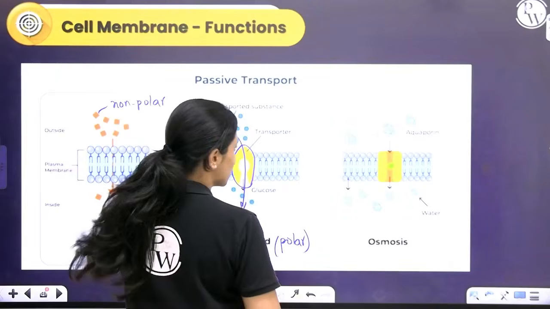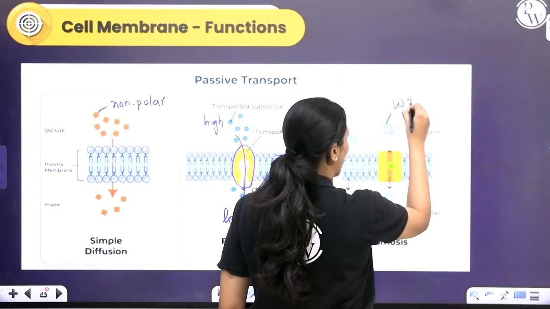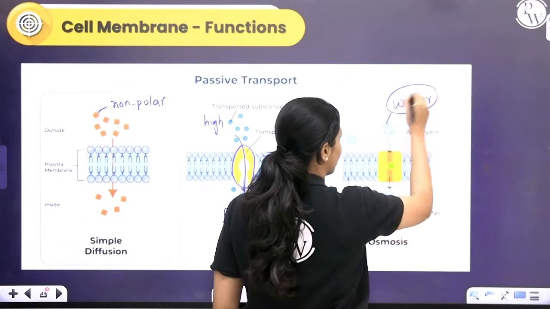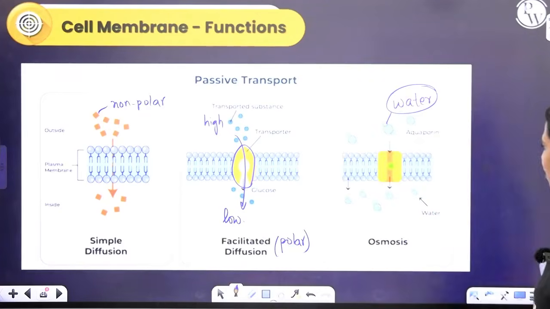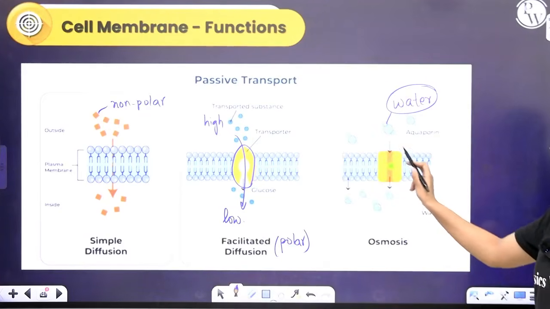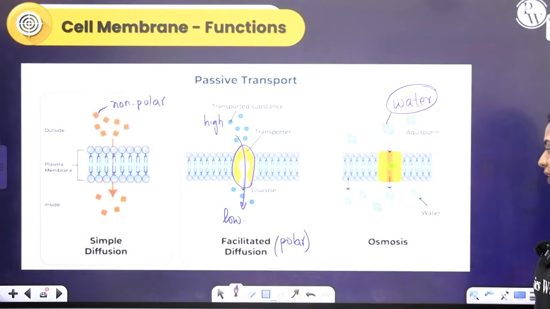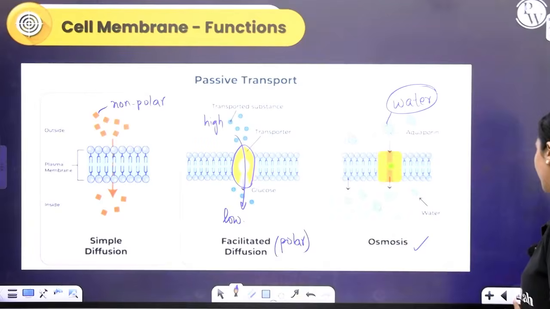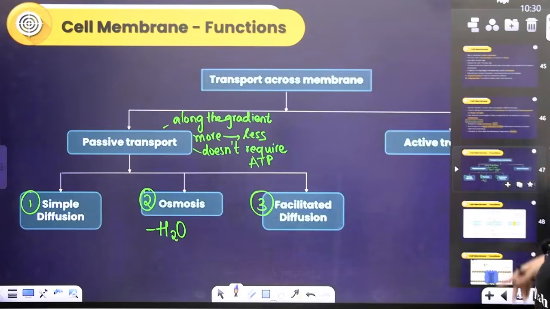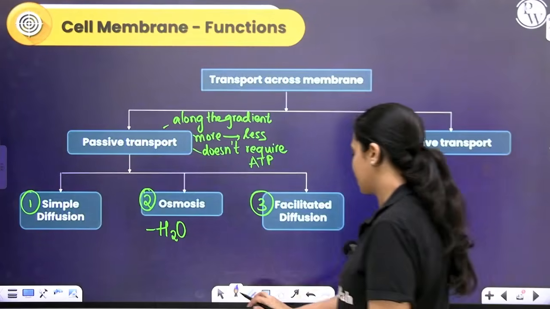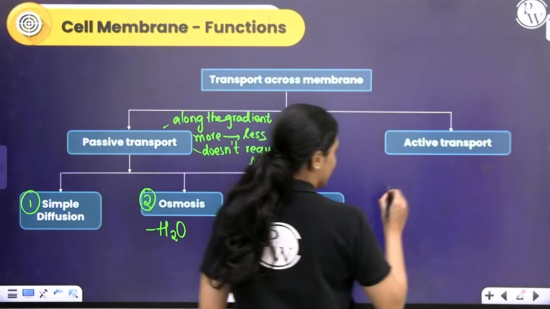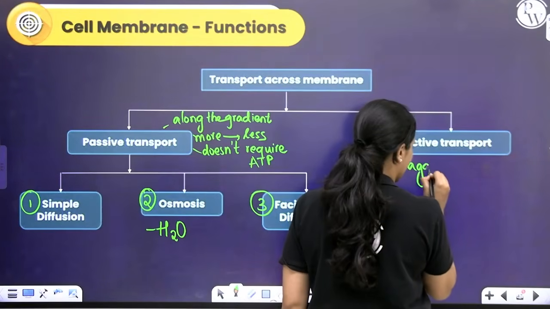If there is diffusion specifically of water molecules across the membrane, generally through aquaporins present in the membrane, then we call it osmosis. What is common to all these three is that movement happens from a region where there is more to a region where there is less concentration. In active transport, it's the opposite. Here it happens against the gradient.